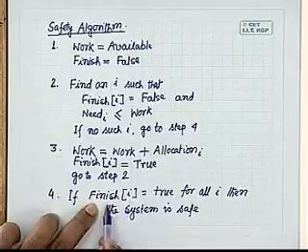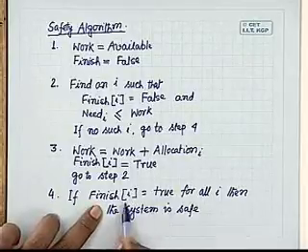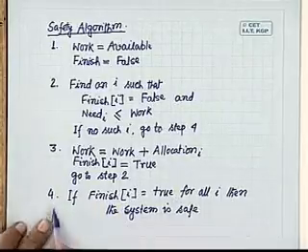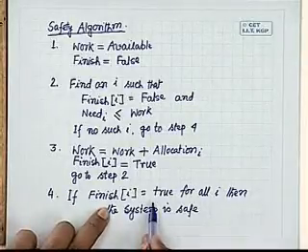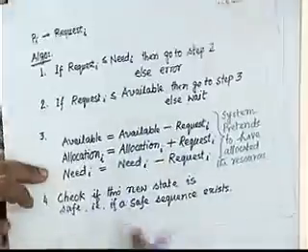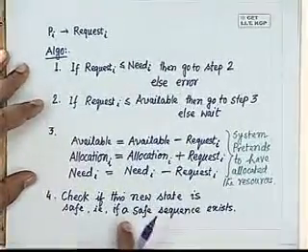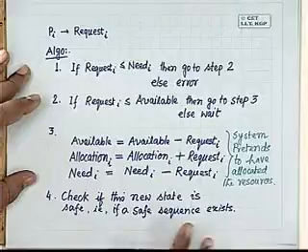And if I find that finish[i], for some i, is not equal to true, even in step 4 of this safety algorithm, that means I cannot have a safe sequence. Okay. So if there is no safe sequence, the system or the state is unsafe. If there is a safe sequence, the state is safe. So if the state is safe, then you can physically allocate the resources. If the state is not safe, then you don't allocate the resources physically.